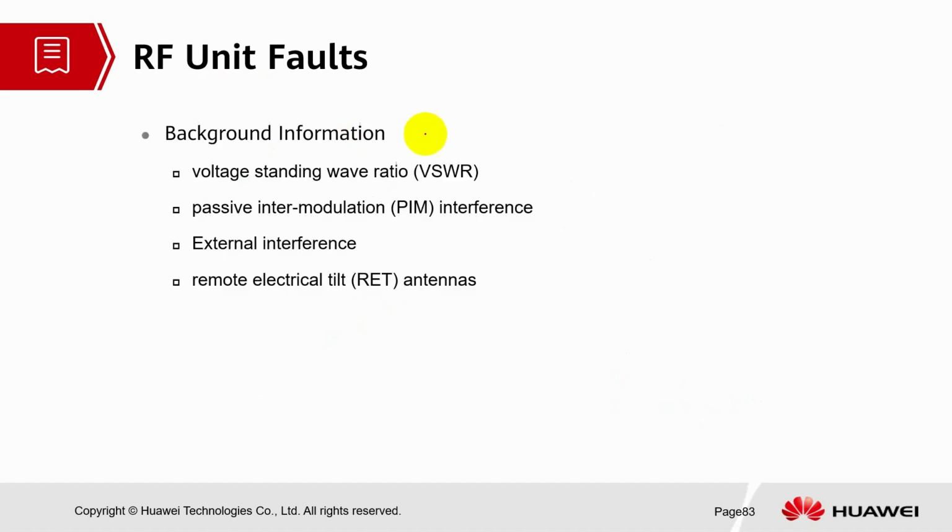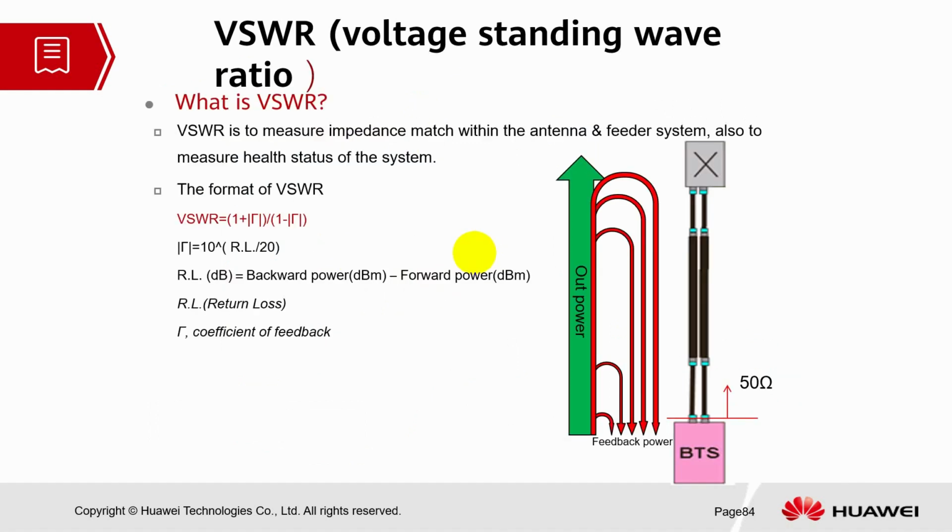So what is the background information? We're going to look into VSWR, passive intermodulation PIM interference issues, external interference, and remote electrical tilt antennas. So what is VSWR? Voltage standing wave ratio. VSWR basically measures the impedance match between the antenna and the feeder system, and also measures the health status of the system.